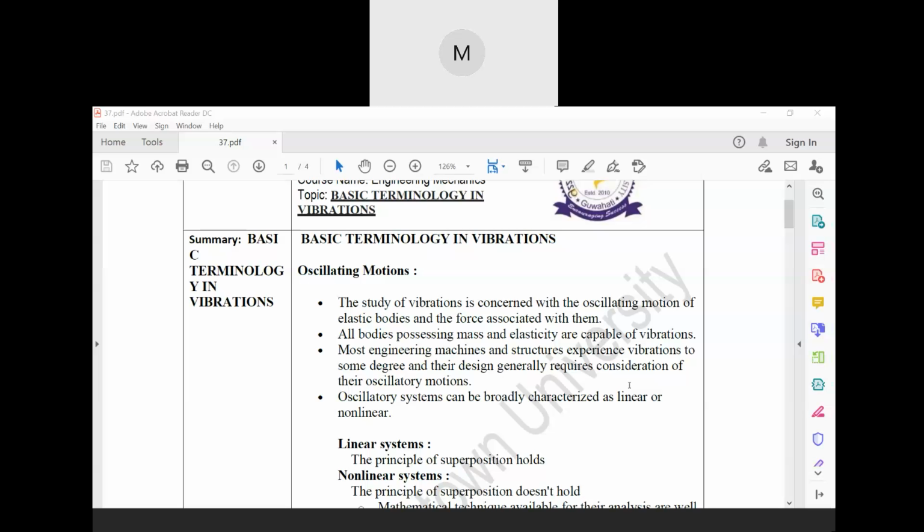So let us move to the next topic. What are the basic terminology in vibrations? In last classes we discussed oscillatory motion. You all know. Now, the study of vibrations is mainly concerned with the oscillating motion of elastic bodies and the forces associated with them.